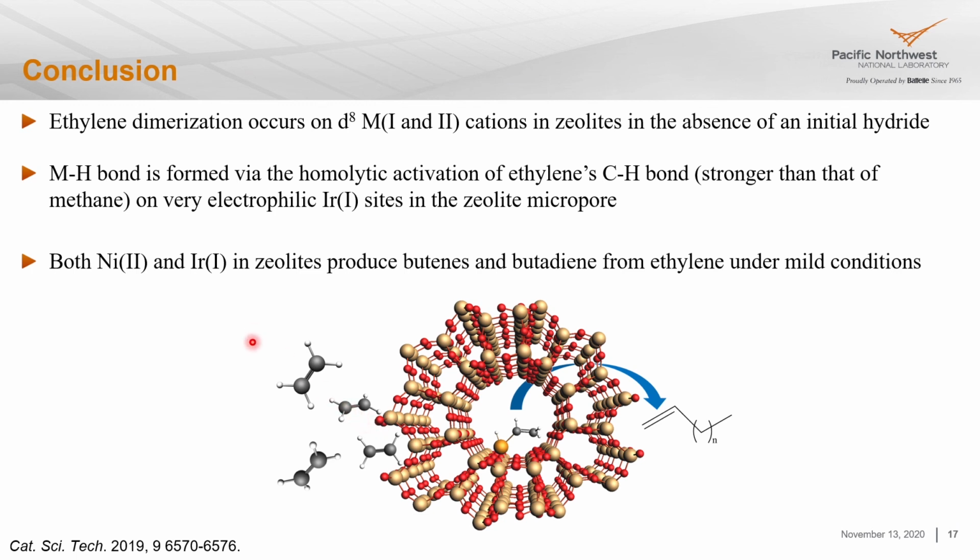In conclusion, I would like to summarize that ethylene dimerization is occurring on our d8 metal cations that are supported in zeolites, and we do this in the absence of an initial hydride. So the hydride is forming during the reaction via homolytic activation of the ethylene C-H bond, which we note is stronger than methane, on electrophilic iridium centers in the zeolite micropore. And both the iridium and the nickel can produce not only butene, but butadiene under mild reaction conditions.